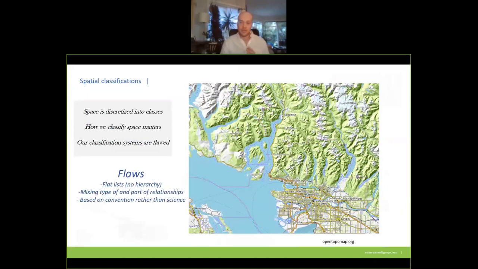Another major problem, which I'm going to dive into a bit more today, is the mixing of type of and part of relationships. So in a good classification system, you only want to have one of these relationships present. And typically that's going to be a type of relationship, especially in geospatial classifications. You want to have a parent and a child. You want the child to be a type of the parent. But I'll talk about that more in a second.